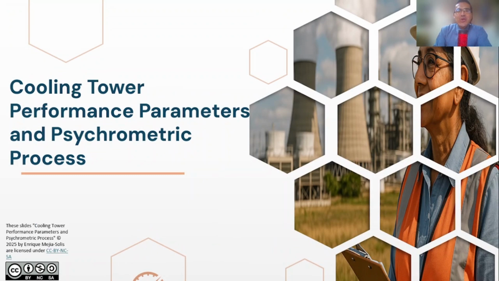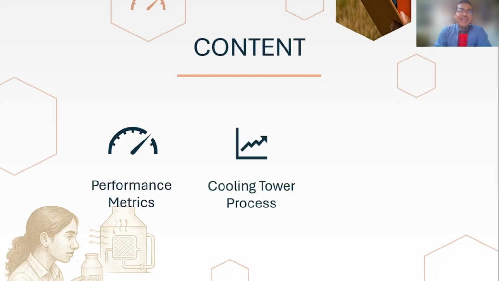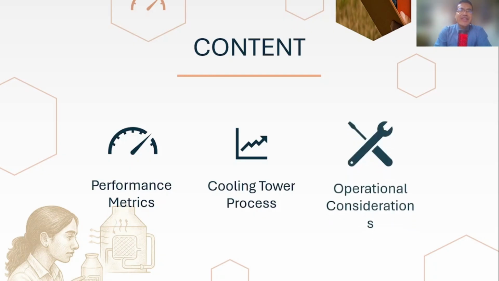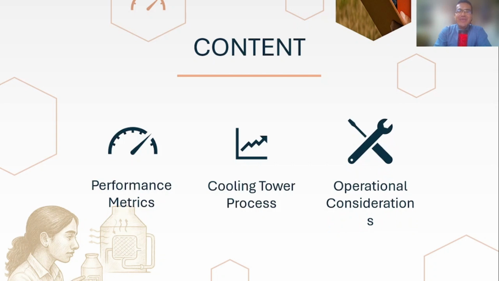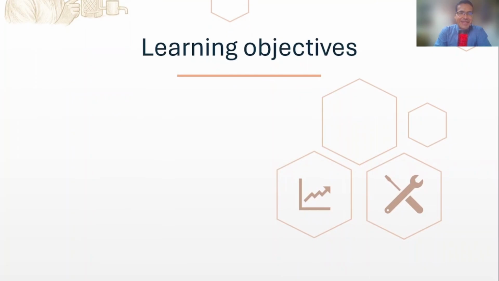Welcome to this video on cooling tower performance and the psychrometric principles that govern how they work. We'll explore how to measure and understand the effectiveness of these systems. In this video, we'll start by examining key performance metrics used to assess cooling towers, like capacity, range, and approach. Next, we'll visualize the cooling process using a psychrometric chart and analyze the heat and mass transfer involved. Finally, we'll explore operational factors that impact performance, including water losses and air circulation changes.